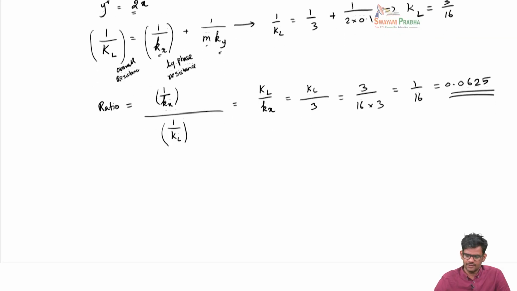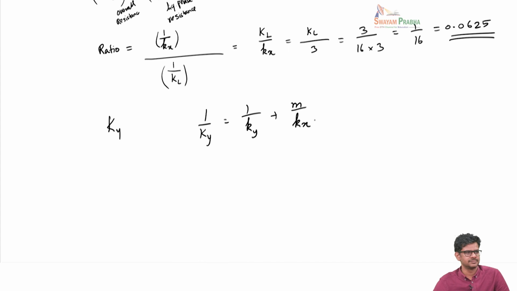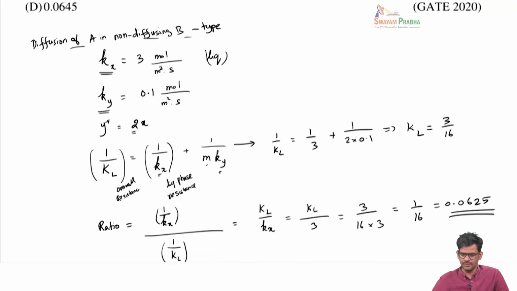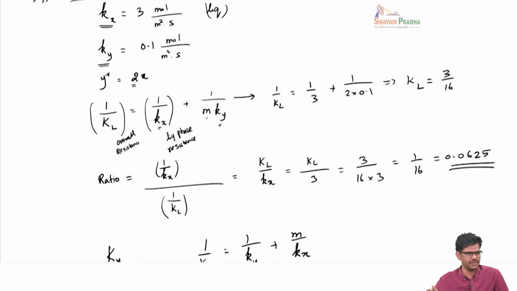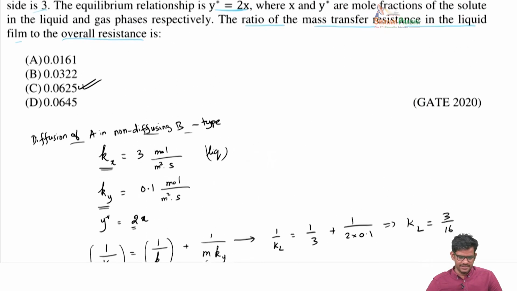You can do the same problem with KY also. You could have done this problem by calculating capital KY, defining 1 by KY is equal to 1 by small ky plus m by small kx. You will get exactly the same answer. So it's either way. It's a very simple problem, so you can choose either of these ways. Basically the answer is 0.0625, and that's option C. So let's move on to another question.